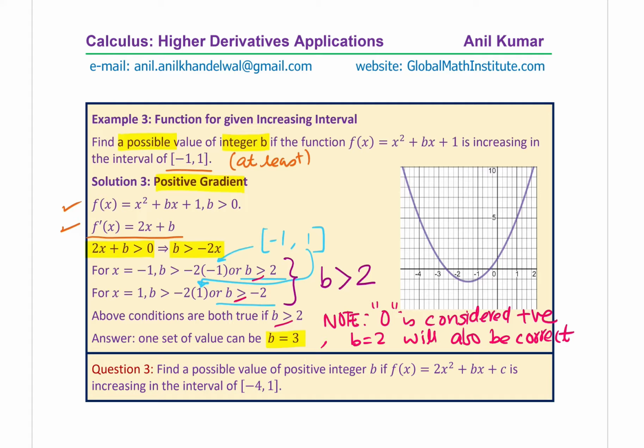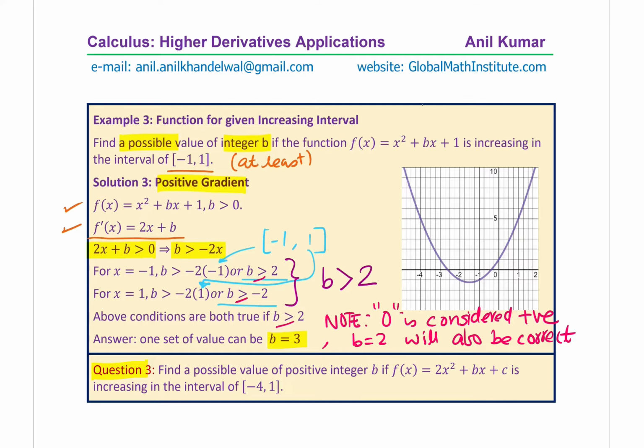Now here is your practice question, which is question number 3 for you. I'd like you to pause the video, copy this question, solve it, and then post the solution. It is a very similar question. Find a possible value of positive integer b if f of x equals 2x squared plus bx plus c is increasing in the interval -4 to 1. Correct? So the only change is in the interval, but otherwise the same approach.